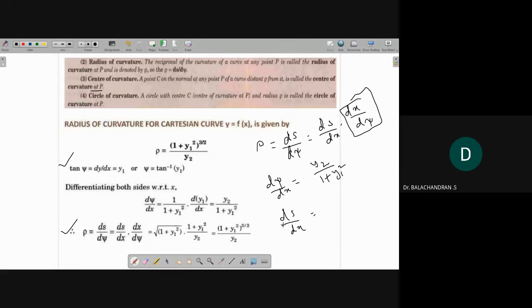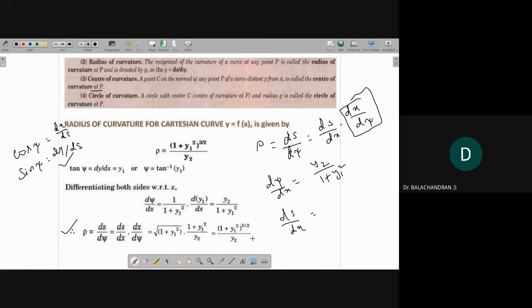Actually here I am going to use the result: cos psi equal to dx by ds. Similarly, sin psi is equal to dy by ds. So from this you'll get tan psi, which is dy by dx. So cos psi equal to dx by ds.